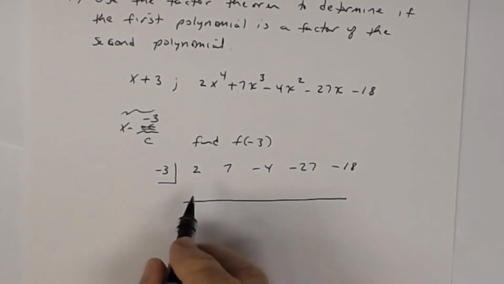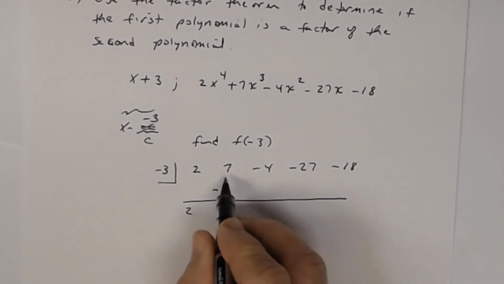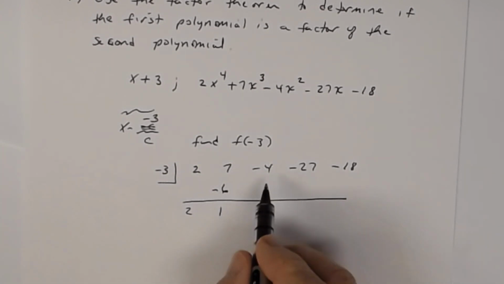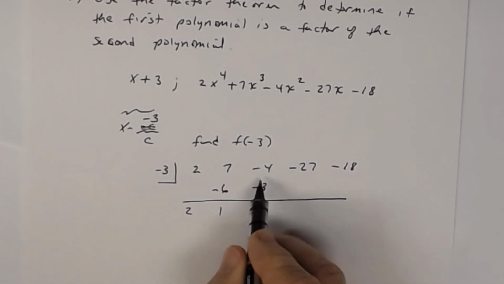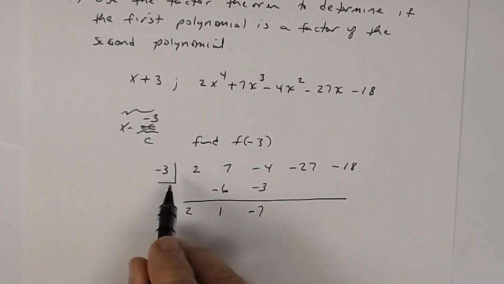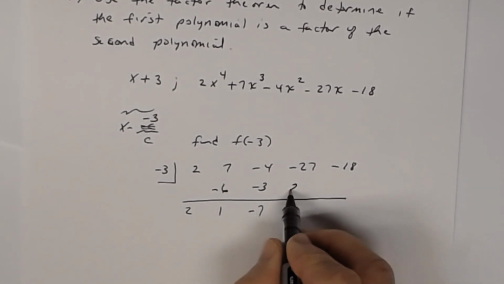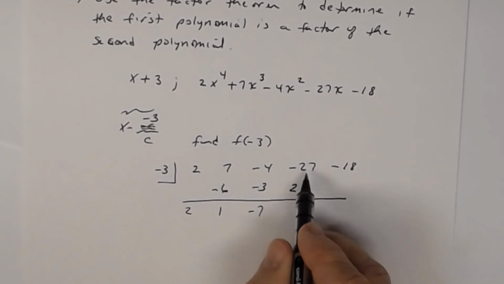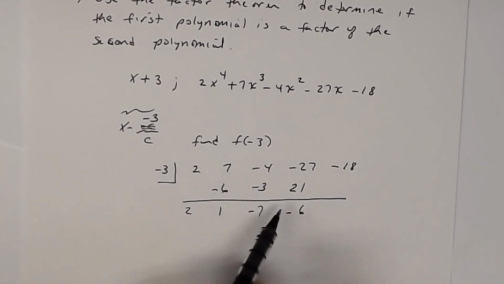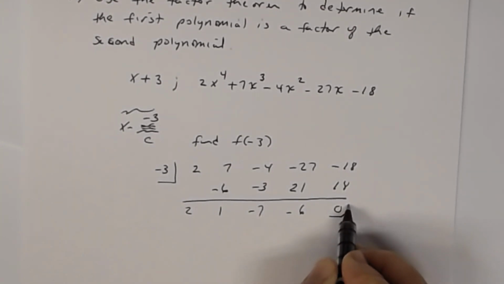All right, so bring down the 2, and then we multiply. Negative 3 times 2 is negative 6. Then we add, 7 and negative 6 is 1. Multiply, negative 3 times 1 is negative 3. Add, negative 4 and negative 3 is negative 7. Multiply, negative 3 times negative 7 is a positive 21. When we add negative 27 plus 21, we get negative 6. Then we multiply, negative 3 times negative 6 is a positive 18, and when we add, we get 0.